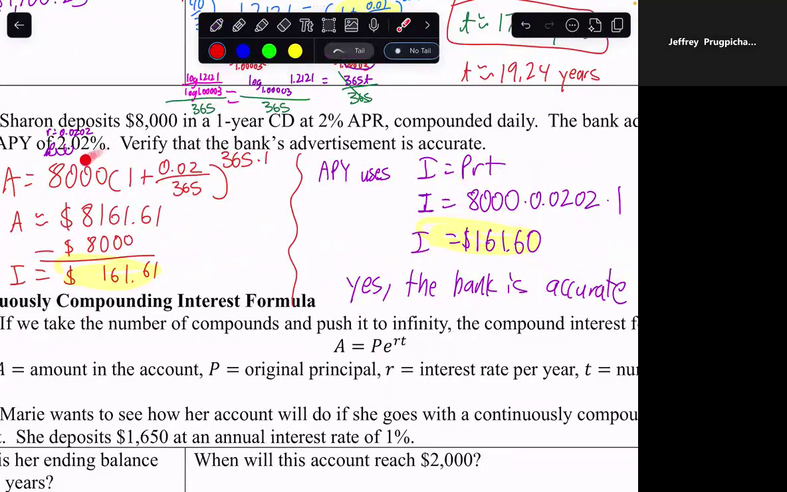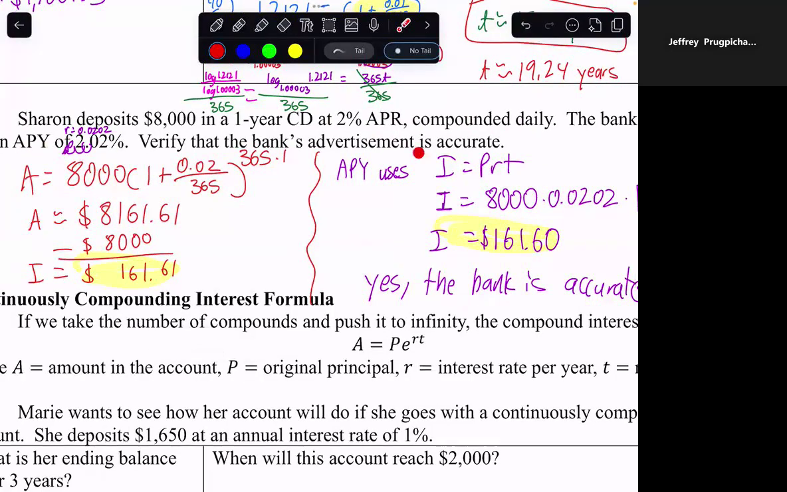So again, APR, that's compounded daily. We use the compound interest formula, but APY is simple interest, so you use the simple interest formula.